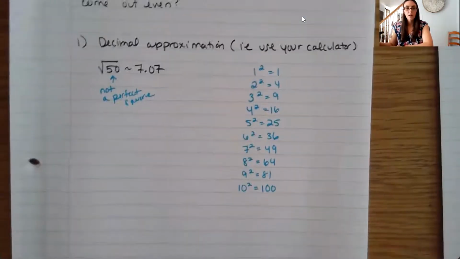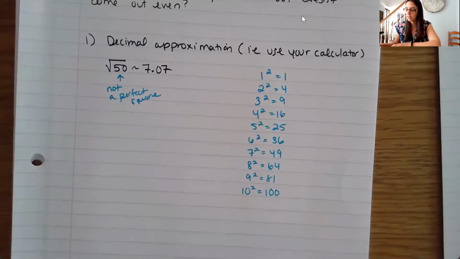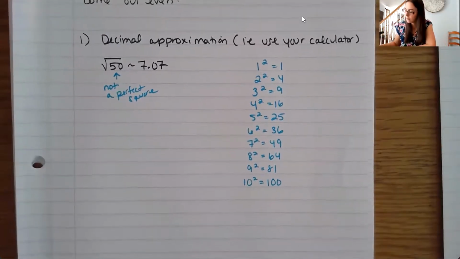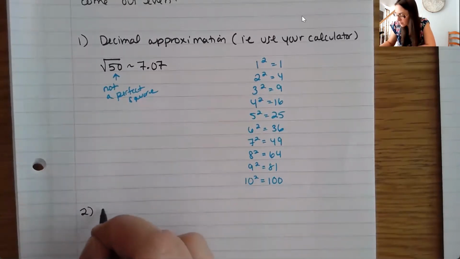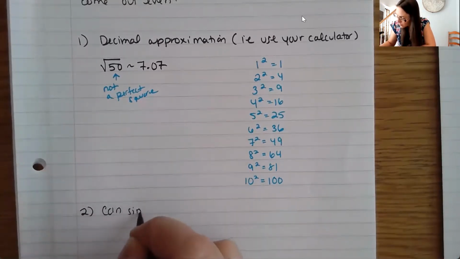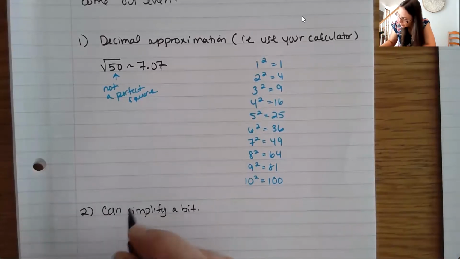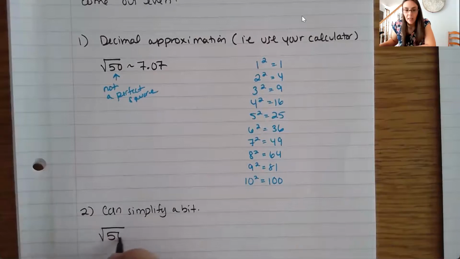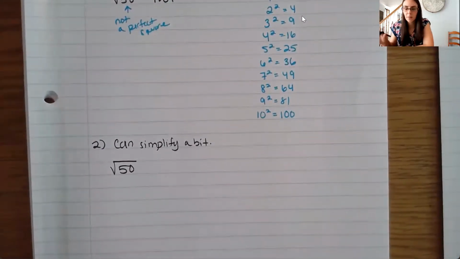Okay. So the first thing is, again, like I said, we can do approximations by hand, but they're quite tedious. And I think at this point, we should just use our calculator. But the second thing you can do is simplify a bit. So I'm going to use my same example here, and I'm going to show you a little trick for simplifying these roots. It's not going to be perfect, but it's going to be better.